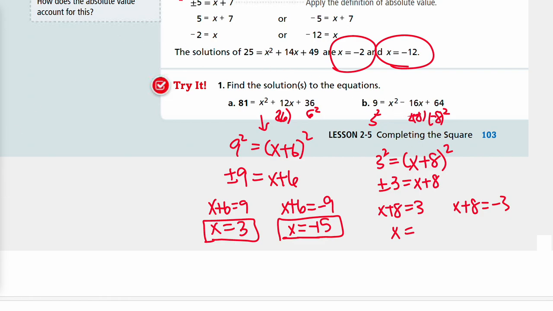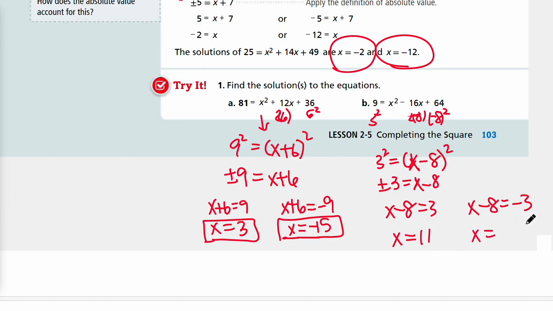Yeah, I knew something was wrong somewhere. So I'm going to change this to negative. So x minus 8 would be your factor. And so rewriting my two equations here would be x minus 8 equals positive 3, x minus 8 equals negative 3. So that would change my answers. x is equal to 3 plus 8, 11. x is equal to negative 3 plus 8, 5. And so it could be 11 or 5.